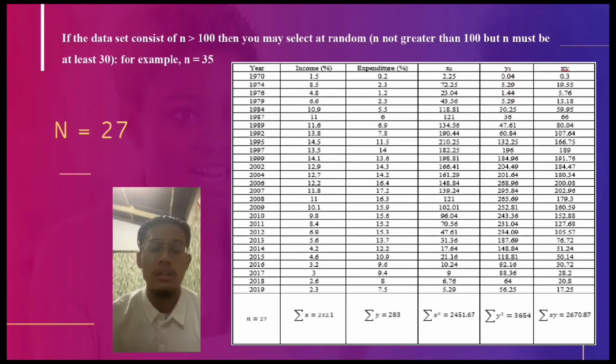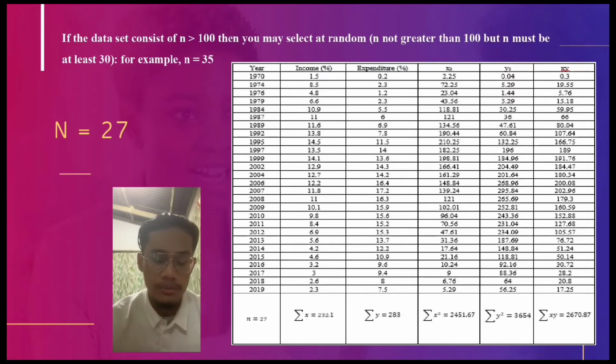This is my question, question 2. It's about if the data set consists of more than 100, then you may select a random number. So my answer for question B is N is equal to 27. It's because from 1970 to 2019, the number of years is 27 years. So my data consists of N is 27.